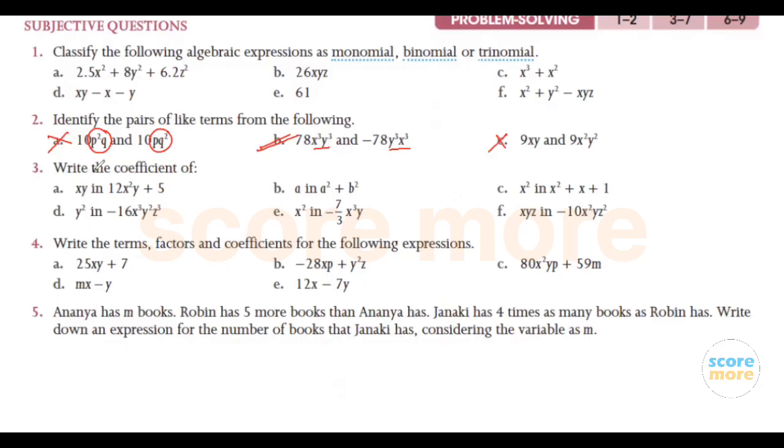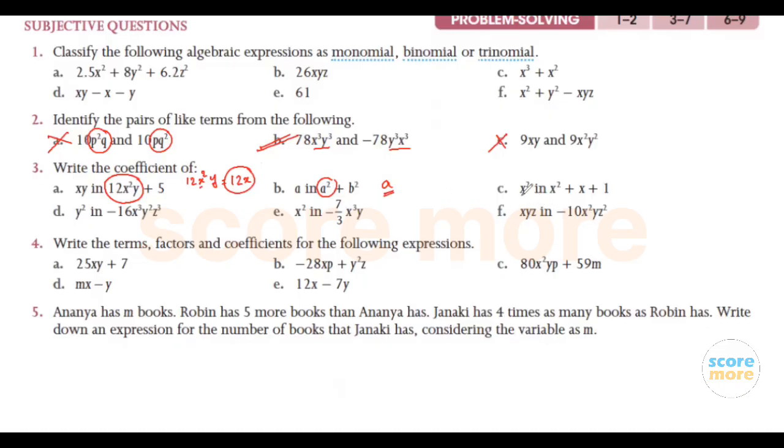क्वेश्चन नंबर 3, राइट द कोएफिशिएंट ऑफ एक्स वाई इन 12x स्क्वायर वाई. तो बच्चों यहाँ पे हमें सिर्फ एक्स वाई को रिमूव करना है, बाकी जो बचेगा वो हो जाएगा इसका कोएफिशिएंट. सो जैसे 12x स्क्वायर वाई में से अगर हम x एंड y को रिमूव करेंगे तो कितना आंसर आएगा? 12x. तो a वाले का कोएफिशिएंट है 12x. b वाले केस में a स्क्वायर में से हम a रिमूव कर देंगे तो कितना बचेगा? a. तो आंसर इज a.